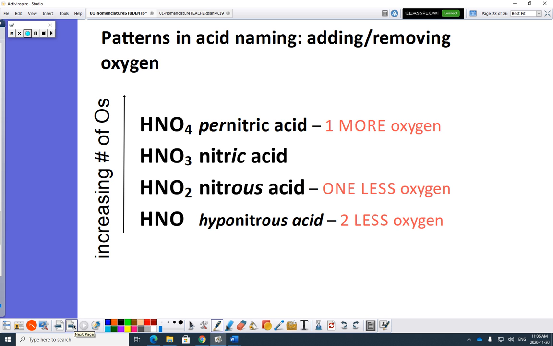So we're going to do the same thing-ish. Some good news for you: per is one more oxygen. That's the same. But then OUS is one less. That is not the same. The other one, it was ITE, right? But then this one is the same-ish. Hypo-ous is two less. And then this is the parent form.